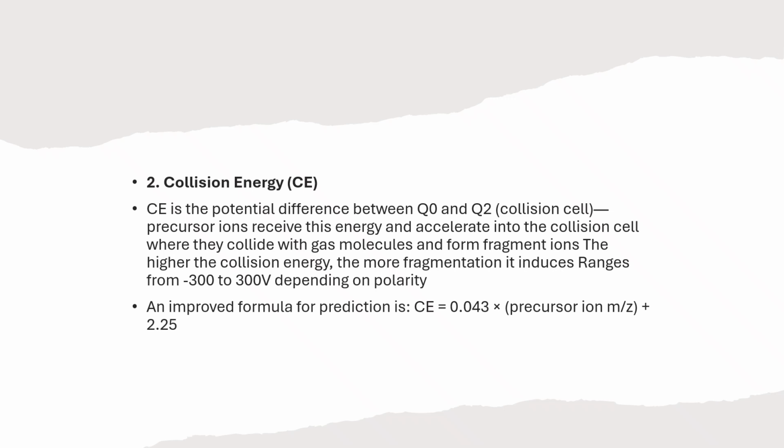It ranges from minus 300 to 300 volt depending on the polarity. An improved formula for prediction is collision energy equals 0.043 times precursor ion mass to charge plus 2.25. Though experimental optimization is always better.